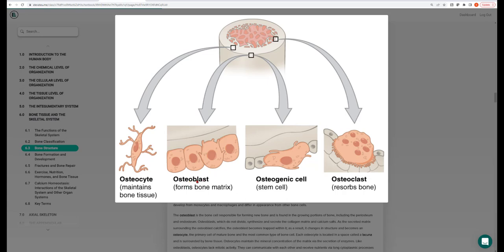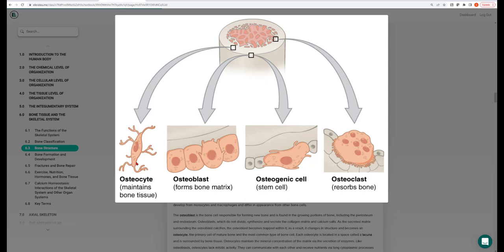Once those osteoblasts have built the bone matrix, those cells then differentiate, right? They become different. They go into what I call retirement. They change their shape. Notice that osteoblasts are plump and happy, and osteocytes get a little thinner, right? They're not as metabolically active. Their job is to hang out in the lacunae and to maintain bone tissue. These three cells, osteogenic, osteoblast, and osteocyte, are connected. They're related. They come one from another.